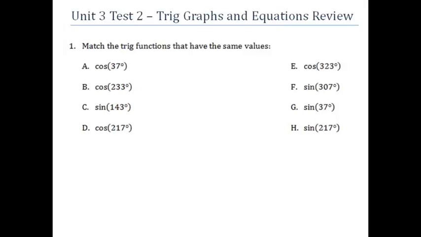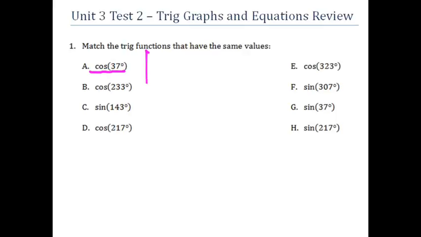Let's look at some questions from our Unit 3 Trig Graphs and Equations test review. This first question, we're trying to match trig functions that have the same values. And this question really is about reference angles. So A, here, cosine of 37 degrees.